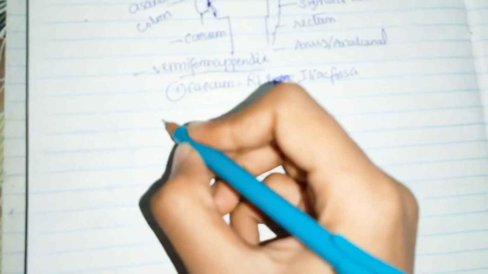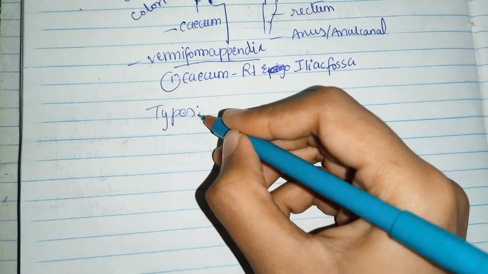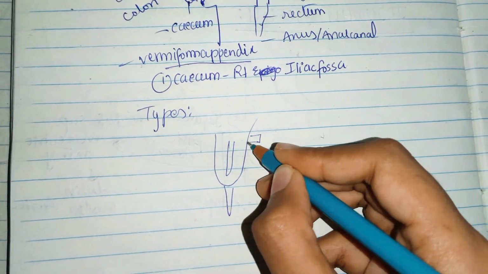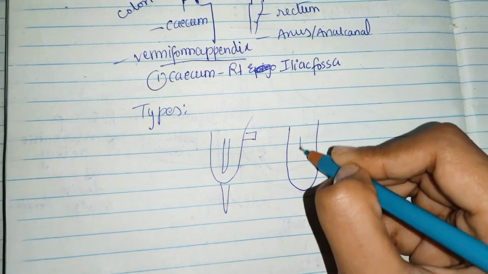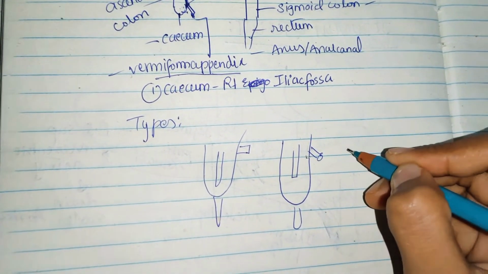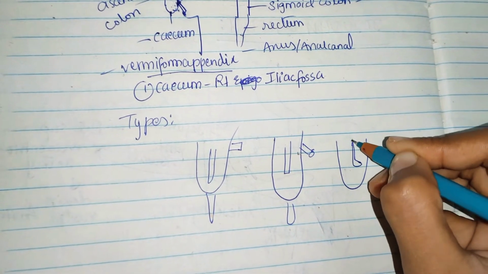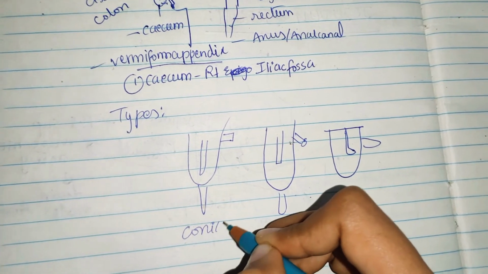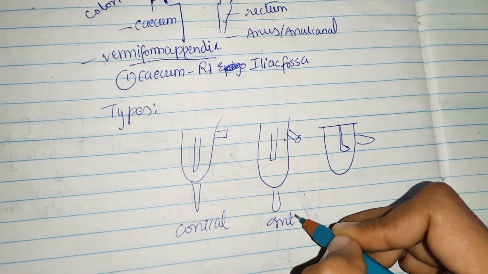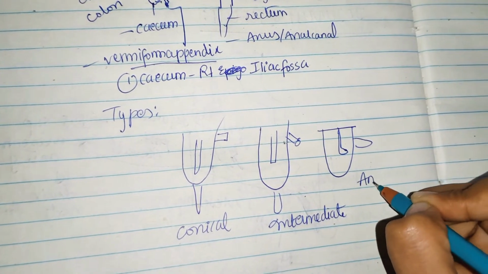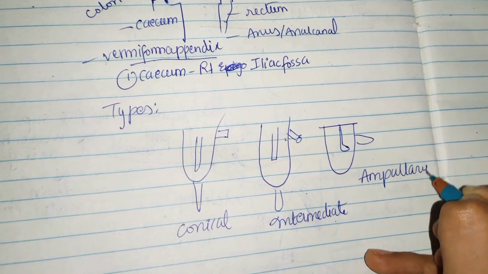Now let us check out the different types of cecum. In the different types, the first type you have is the conical type of cecum, and the second type is the intermediate type of cecum, and the next type is the ampullary type of cecum. So let's mention, this is conical, this is intermediate, and this is ampullary. So what they mean, let us understand now.